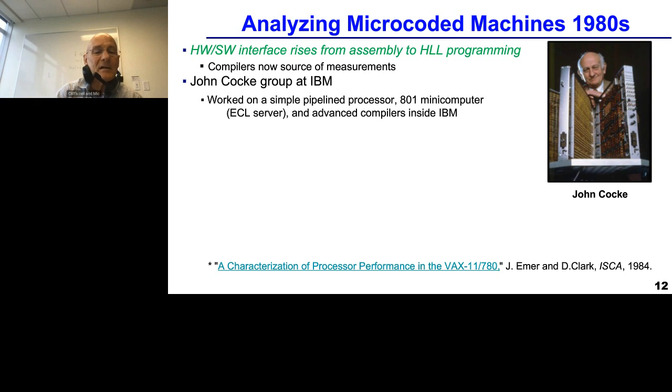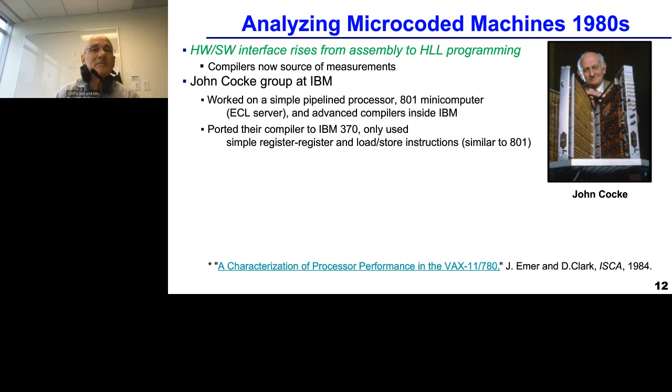So John Cocke not only did compiler work, he also built minicomputers. And they decided to port their compiler to this IBM instruction set that we talked about earlier, but they'd only use the simple instructions similar to this minicomputer. Shockingly, using a subset let some programs run up to 3 times faster than using the older compilers, by subsetting the instruction set to simple ones that ran faster.